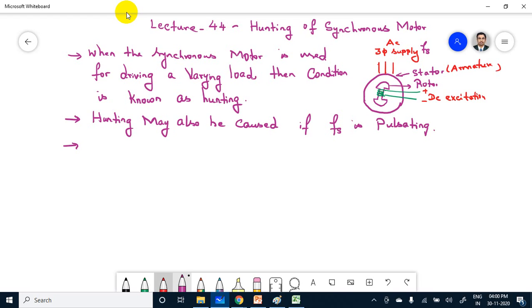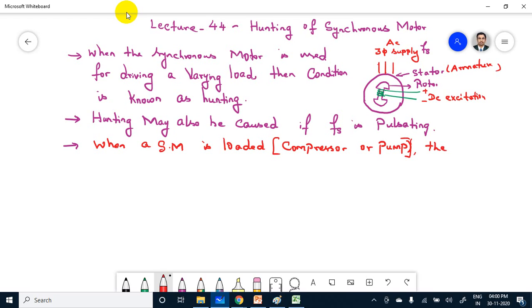Now we are going to discuss how this hunting happens in the no load and loaded case. Suppose a synchronous motor is loaded. Loaded means here I can connect the synchronous motor with a compressor or pump applications. When it is connected to this, what happens?